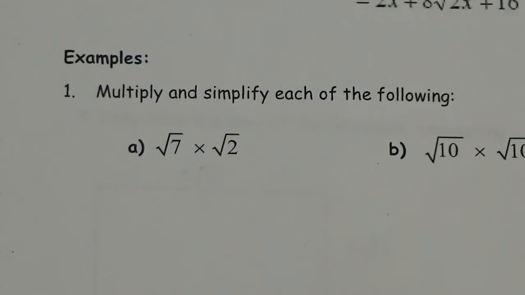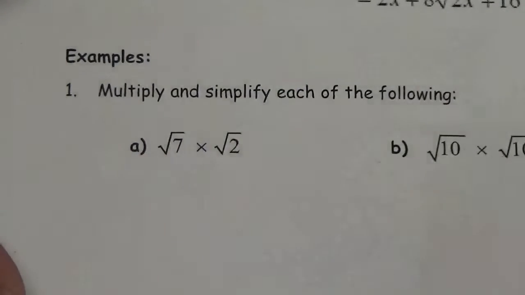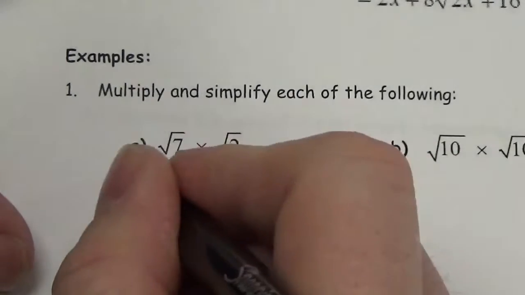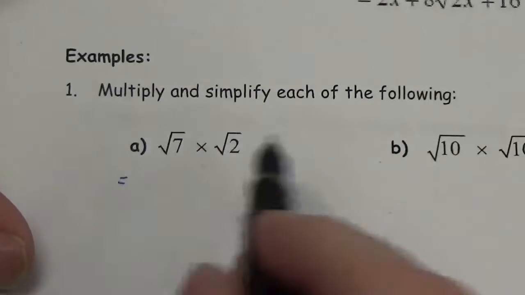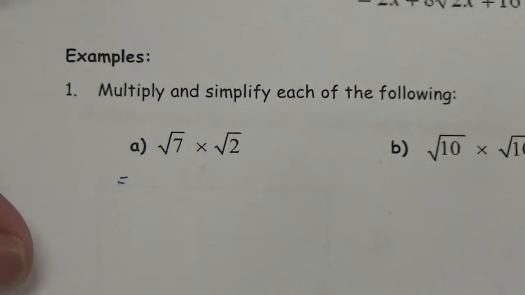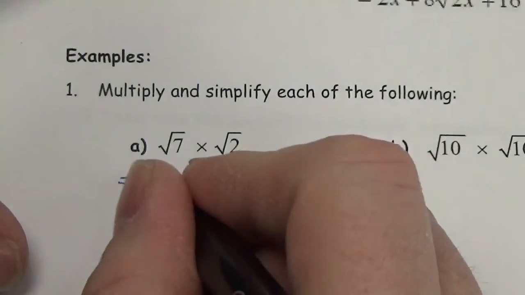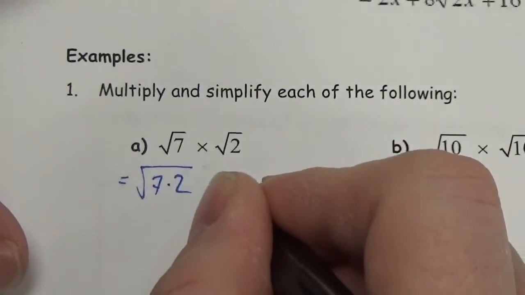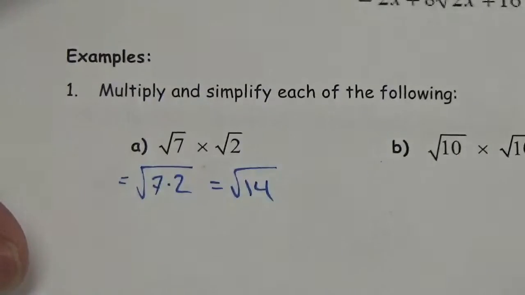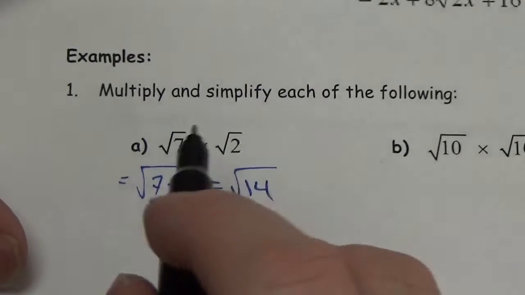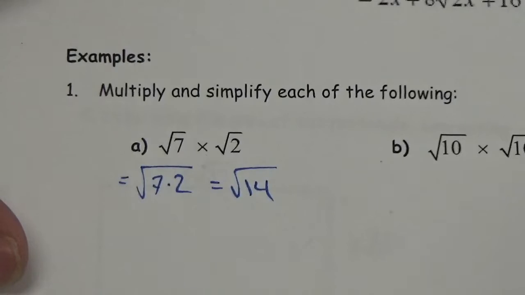Okay, so now let's take a look at some questions here. We're going to multiply and simplify each of the following. Okay, so root 7 times root 2. Now my coefficients in both cases are just 1, so 1 times 1 is 1. And then root 7 times root 2 will be the square root of 7 times 2, which is just the square root of 14. Now, both 7 and 2 are prime factors there, and there's no repetition, so that is as simple as that's going to be.